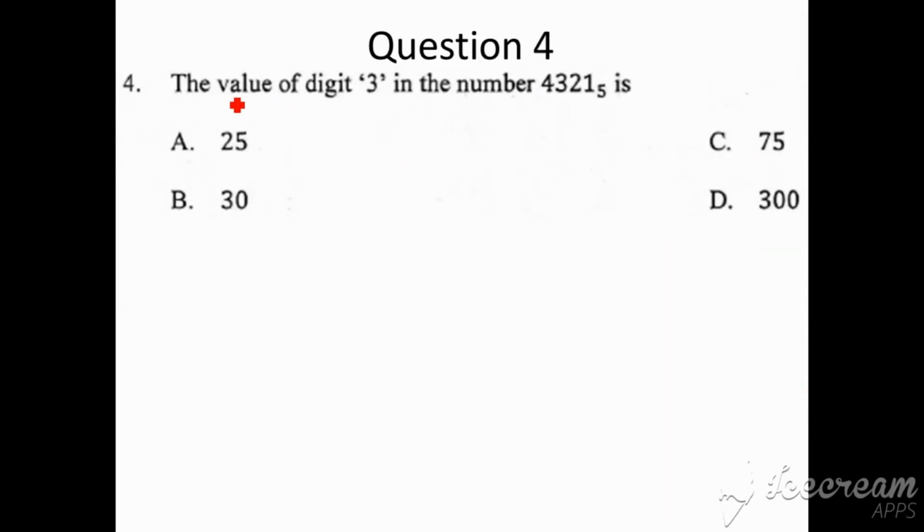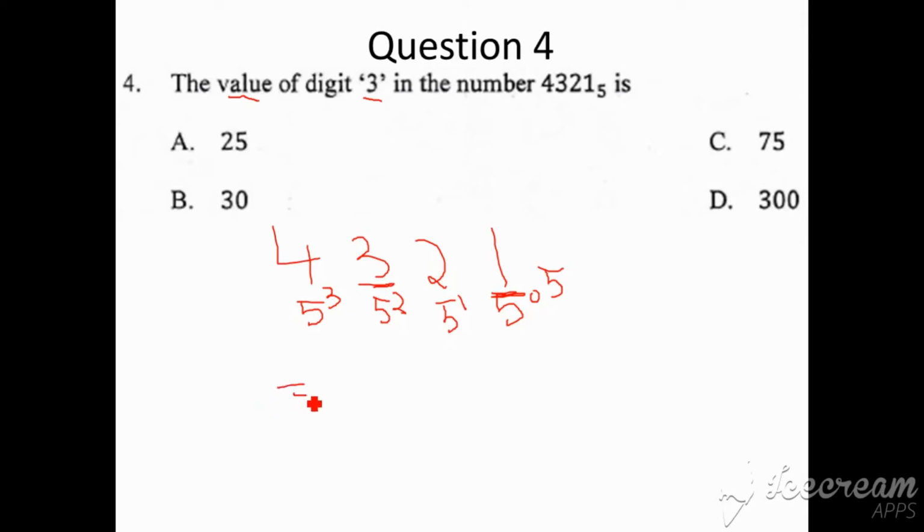Number 4. The value of digit 3 in the number 4321 base 5. So this number is 5 power 0, this is 5 power 1, 5 power 2, 5 power 3. So 3 is at 5 power 2, so the value of 3 will be 3 times 5 power 2. So you have 3 times 25, which is 75. Answer C.